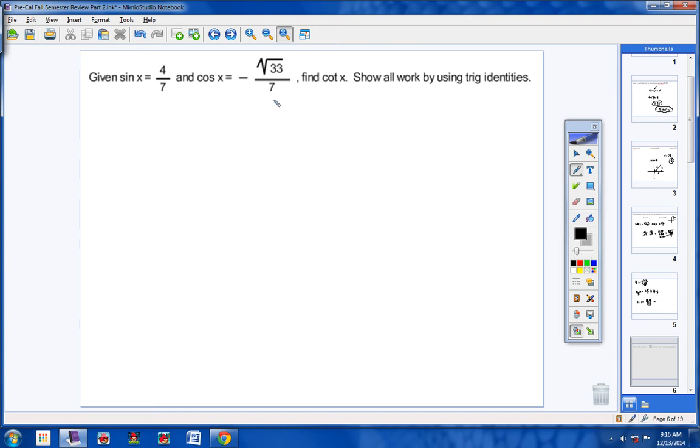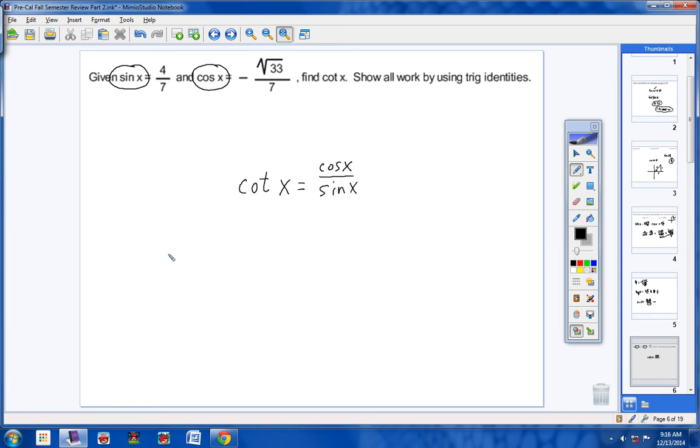Let's see. We're going to find cotangent x by using trig identities only. Well, guys, come on. They gave us those two. And we got to find cotangent. Think of a trig identity that has cotangent, sine, and cosine. I know one. And by the way, for your exam, of course, you are allowed to have your trig identity cheat sheet. Cotangent of x equals cosine over sine. That's a trig identity that we've learned.